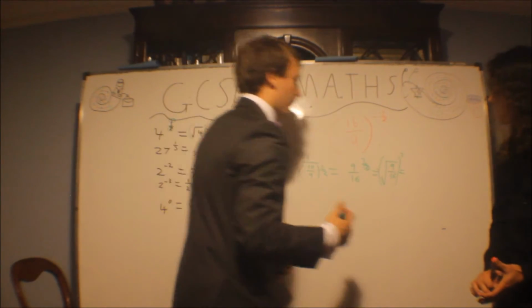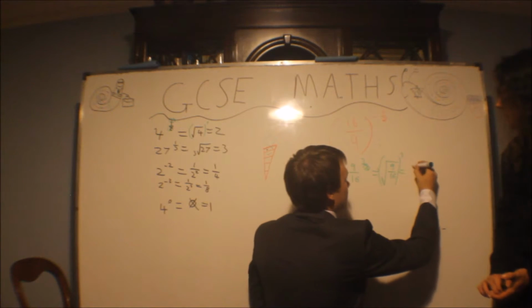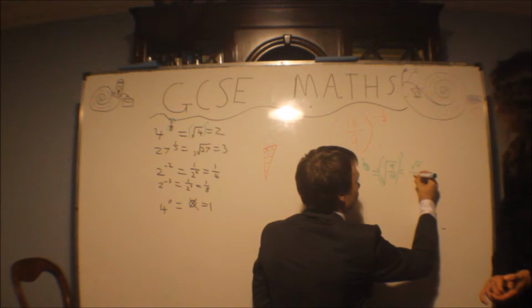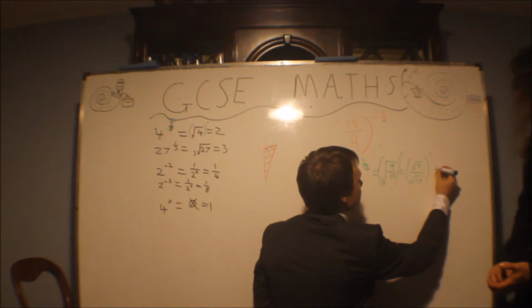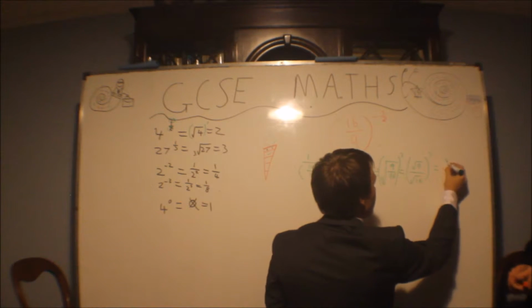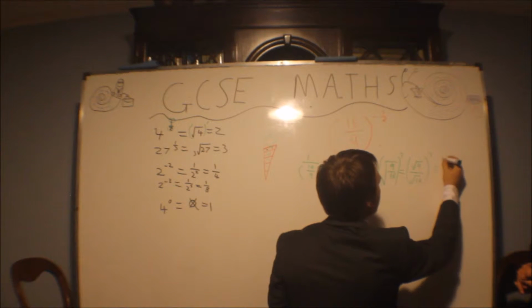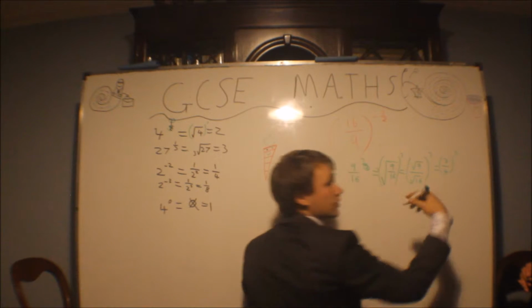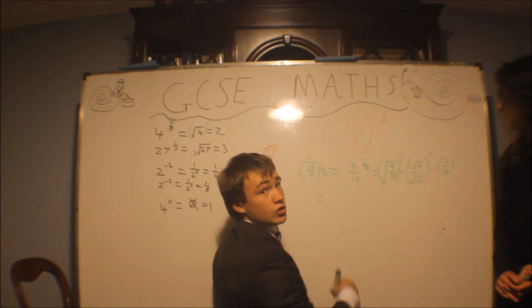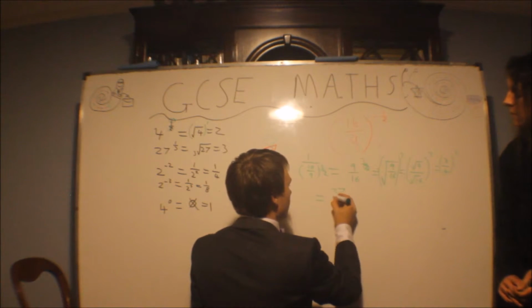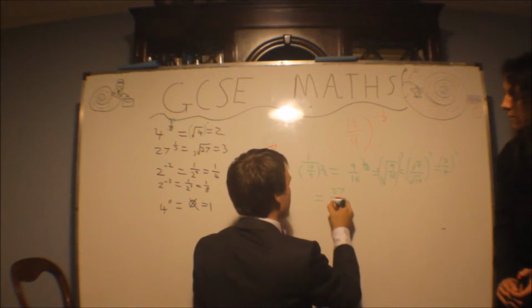Now, the square root of this is the same as the square root of 9 over the square root of 16, all cubed. The square root of 9 is 3, the square root of 16 is 4. All of that is cubed. That's the same as cubing the top and cubing the bottom. So my final answer: 3 cubed is 27, and 4 cubed is 64.